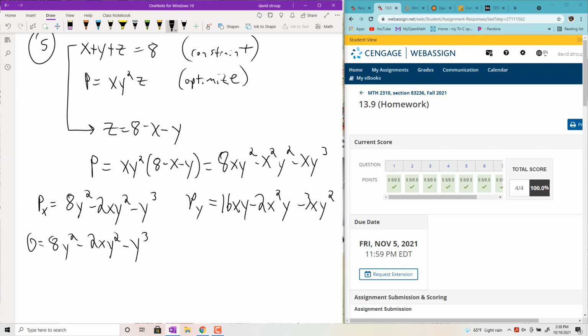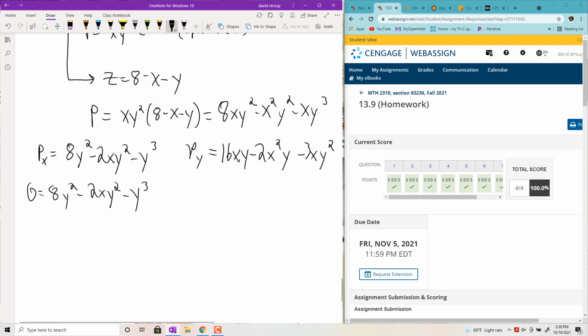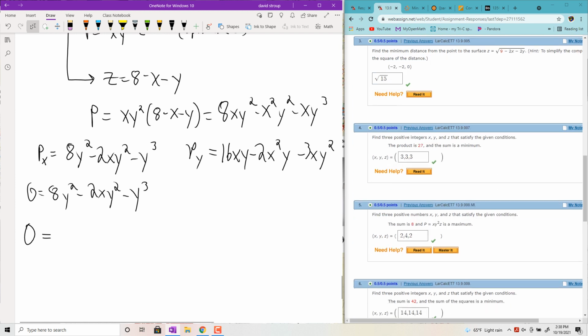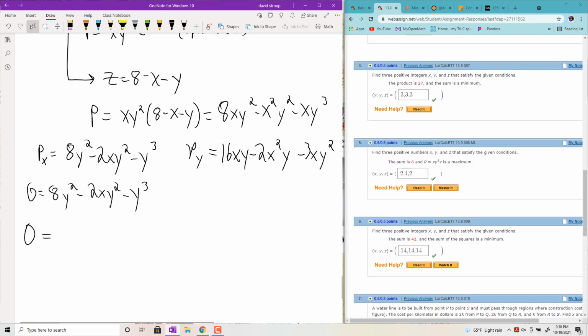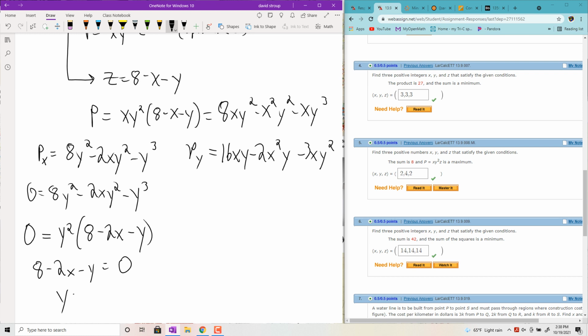And usually you get some sort of nonlinear system of equations. This one looks like it's impossible, but you can factor out the y squared, because we assume usually in these questions that x, y, and z are positive, right? So you can see in the question 3 positive integers. That means they're not equal to 0. So if you factor out something like y squared, y squared can't be 0, so you can throw that part out. You can divide both sides by it. And you get 8 minus 2x minus y is 0, and then you can solve for y. Y equals 8 minus 2x.